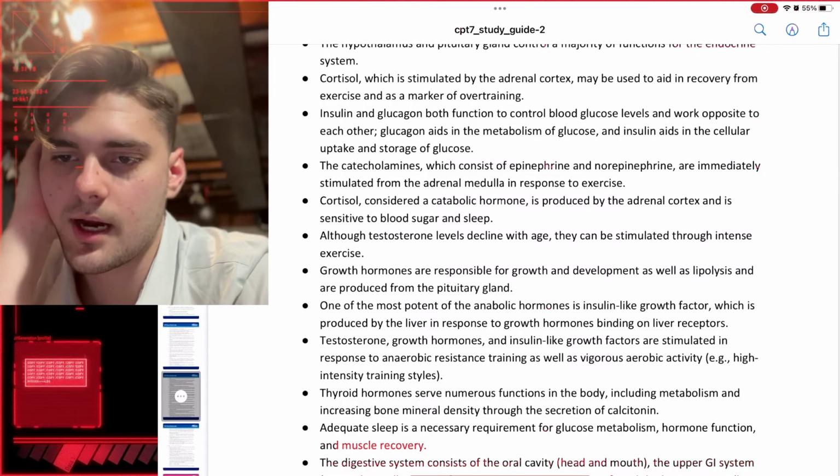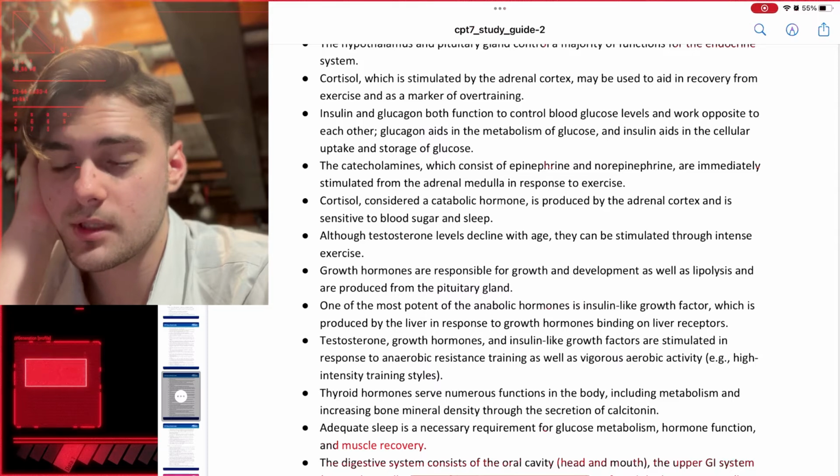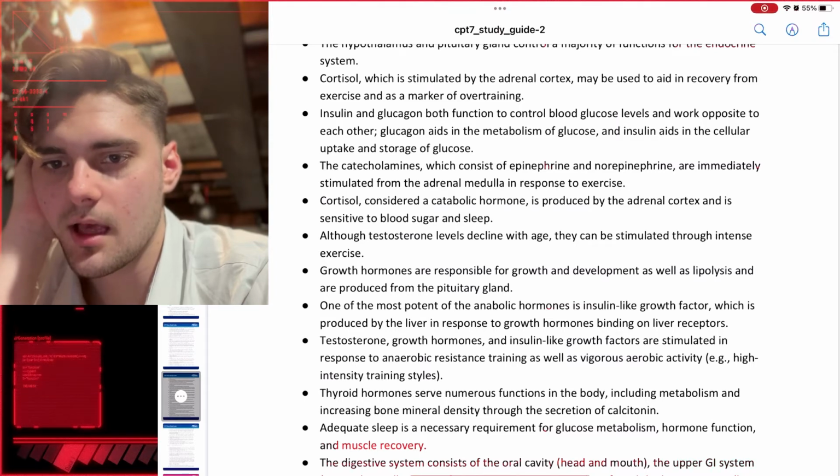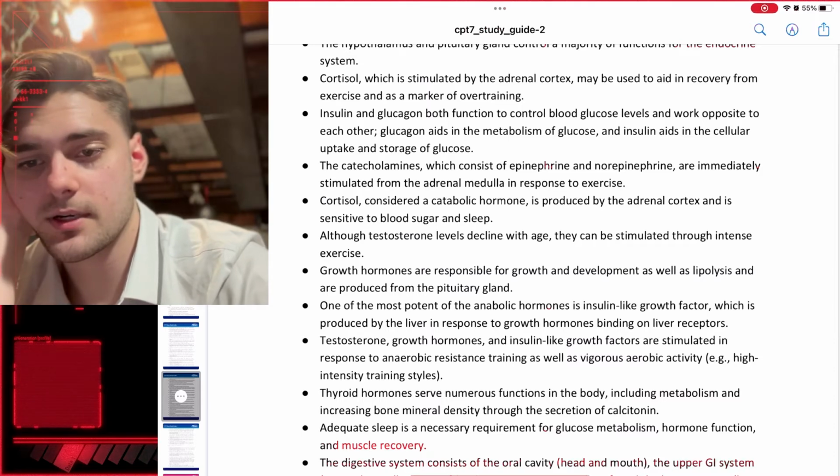Insulin and glucagon both function to control blood glucose levels and work opposite to each other. Glucagon aids in the metabolism of glucose, and insulin aids in the cellular uptake and storage of glucose. I'm not even going to try to say that one.